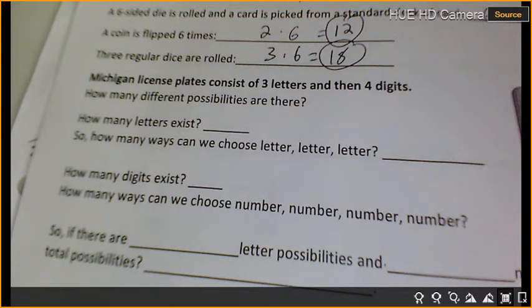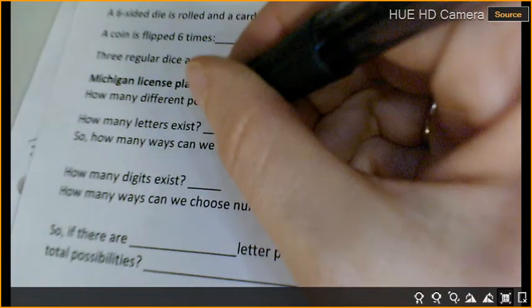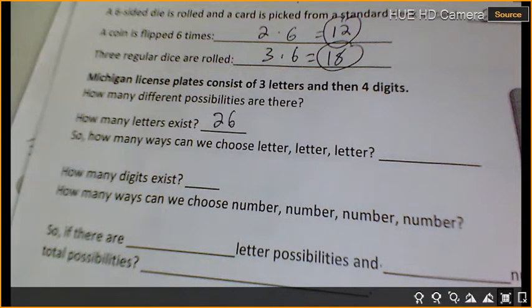So, the license plate consists of 3 letters and 4 digits, 4 numbers. In this case, we're just saying that this is what it's going to have to give us. How many possibilities are there? That's the ultimate question, and we're going to get that at the end. How many letters exist that we can use on a license plate? How many letters are in the alphabet? It's like 26. There's 26 letters in the alphabet.